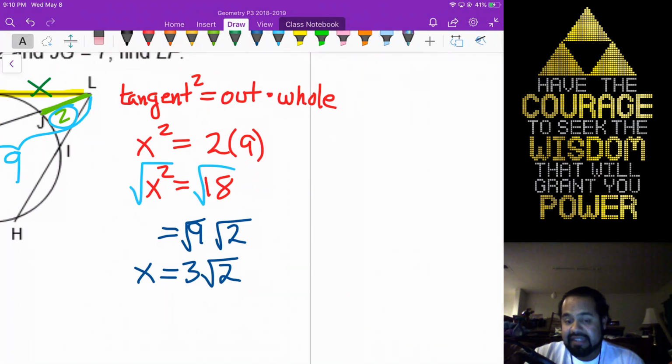So that's how we get this. X times x is x squared equals 9 times 2, which is 18. Now to get x by itself, you need to take the square root of both sides. Once you've taken the square root of both sides, you'll have x equals the square root of 18, but we can't have the square root of 18. You have to reduce it.